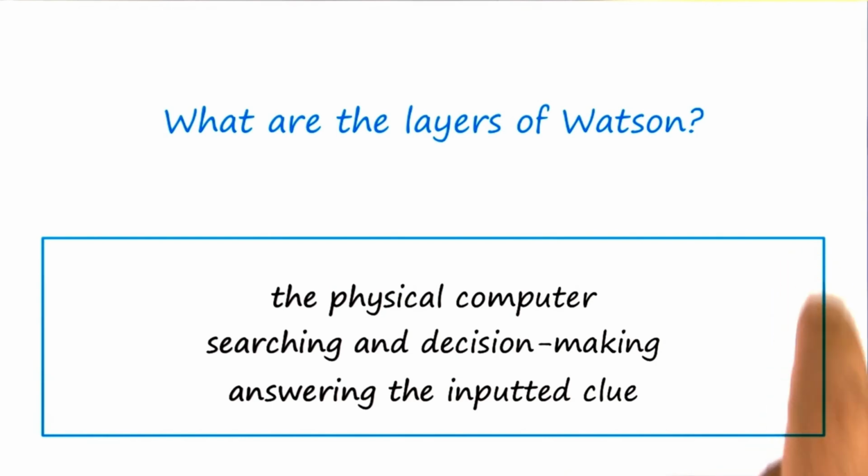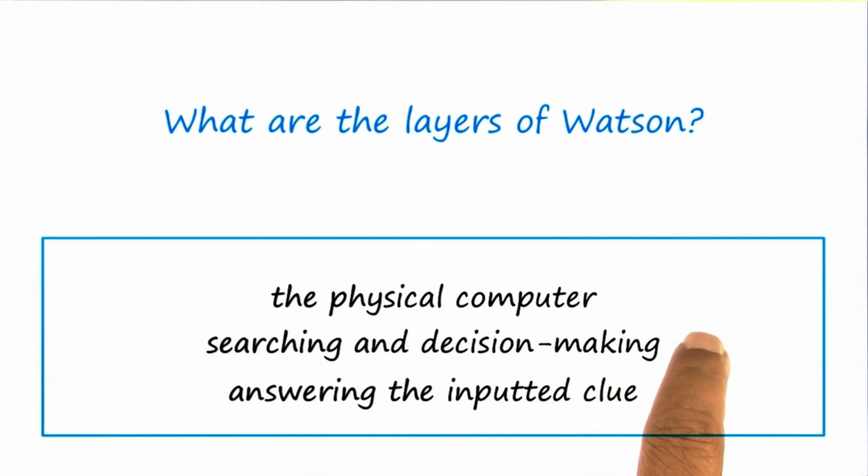That was a good answer, David. So again, the three layers. And note that in the task layer here, answering the inputted clue, knowledge is also a part of it. Knowledge that Watson must have in order to be able to answer that particular question. How that knowledge is implemented, what kind of representations it uses, goes in the second layer.